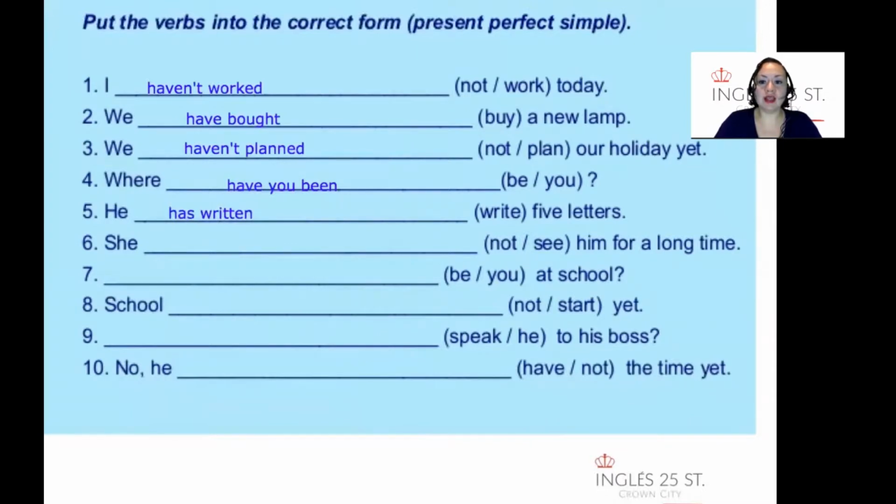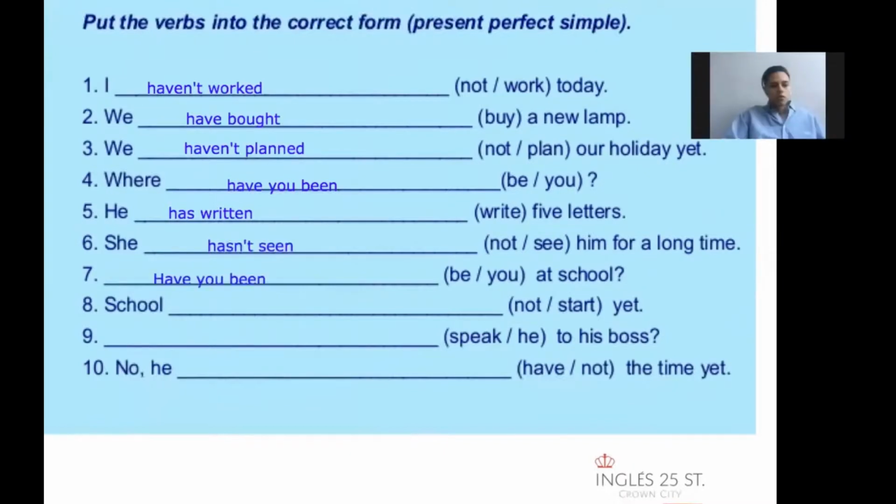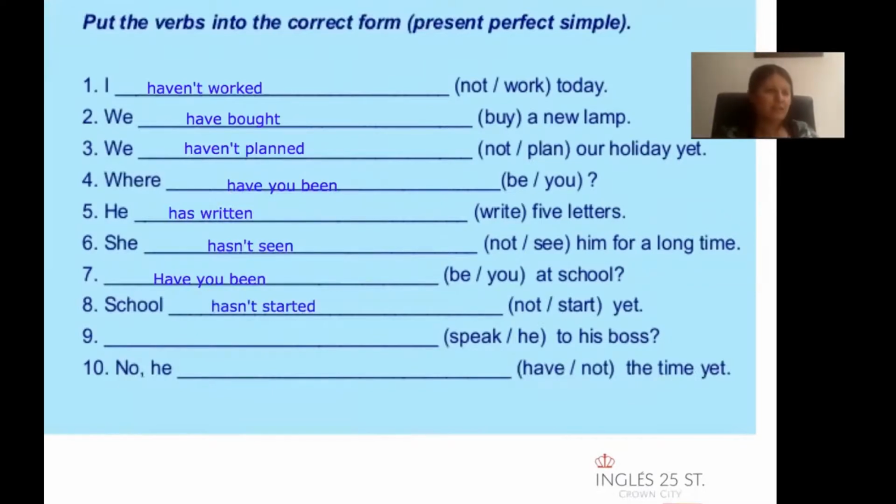Number 6, she not see him for a long time. She hasn't seen him for a long time. Yes, and it's also an irregular verb, okay? Because its past is so. Number 7, be you at school. Have you been at school? Excellent, very good. Number 8, school not start yet. School hasn't started yet.